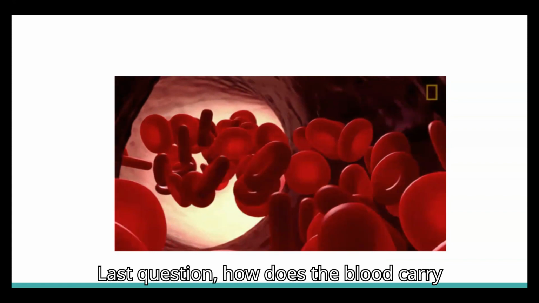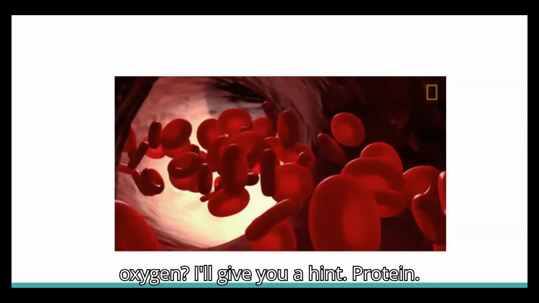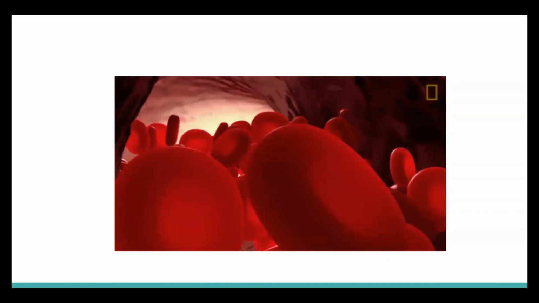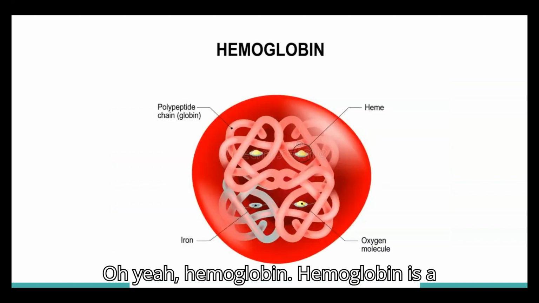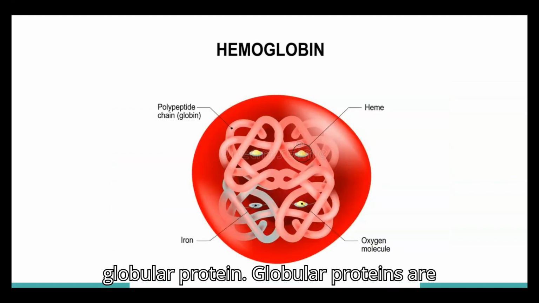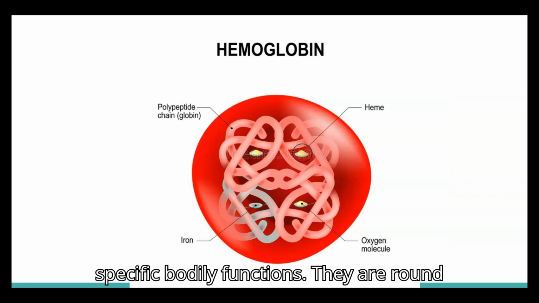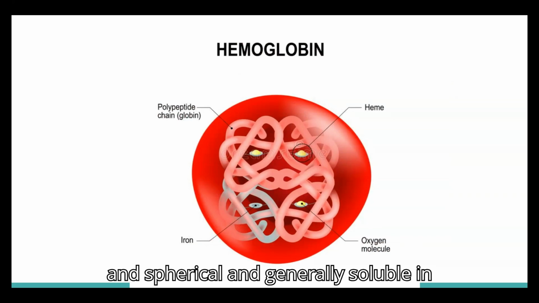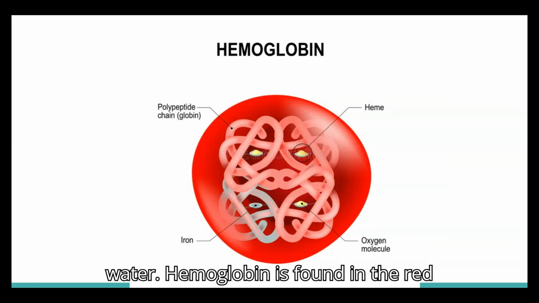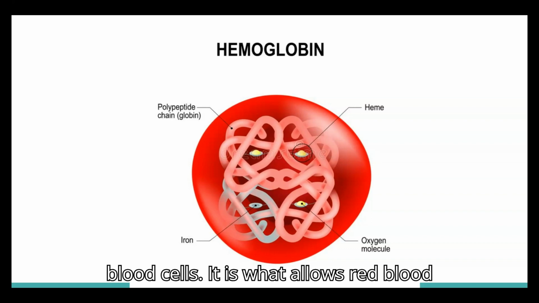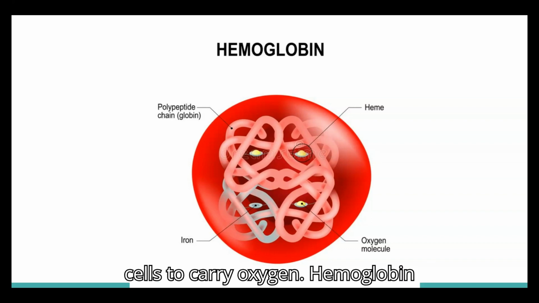Last question. How does the blood carry oxygen? I'll give you a hint: proteins. Oh yeah, hemoglobin. Hemoglobin is a globular protein. Globular proteins are functional, meaning they carry out specific bodily functions. They are round and spherical, and generally soluble in water. Hemoglobin is found in the red blood cells. It is what allows red blood cells to carry oxygen.